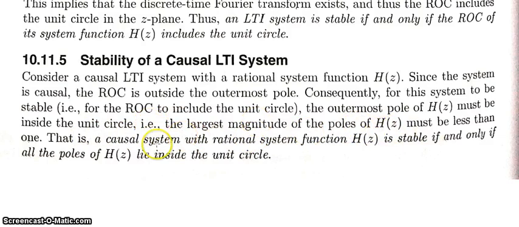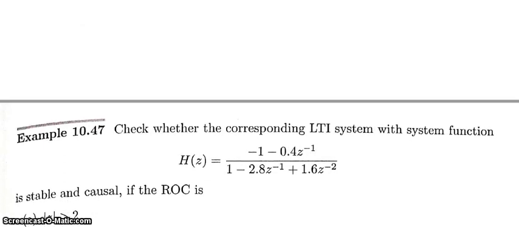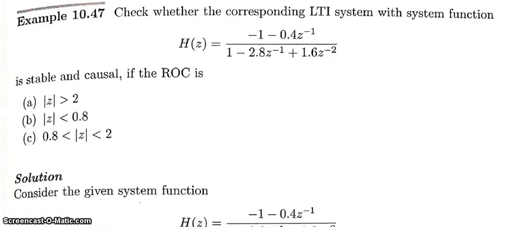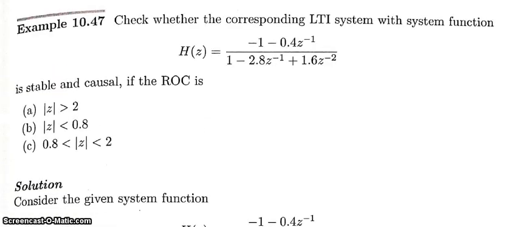That is, a causal system with a system function H of Z is stable if and only if all the poles of H of Z lie inside the unit circle. That is the condition for a system to be both causal and stable. So we'll consider certain questions for checking the causality and stability of LTI systems.